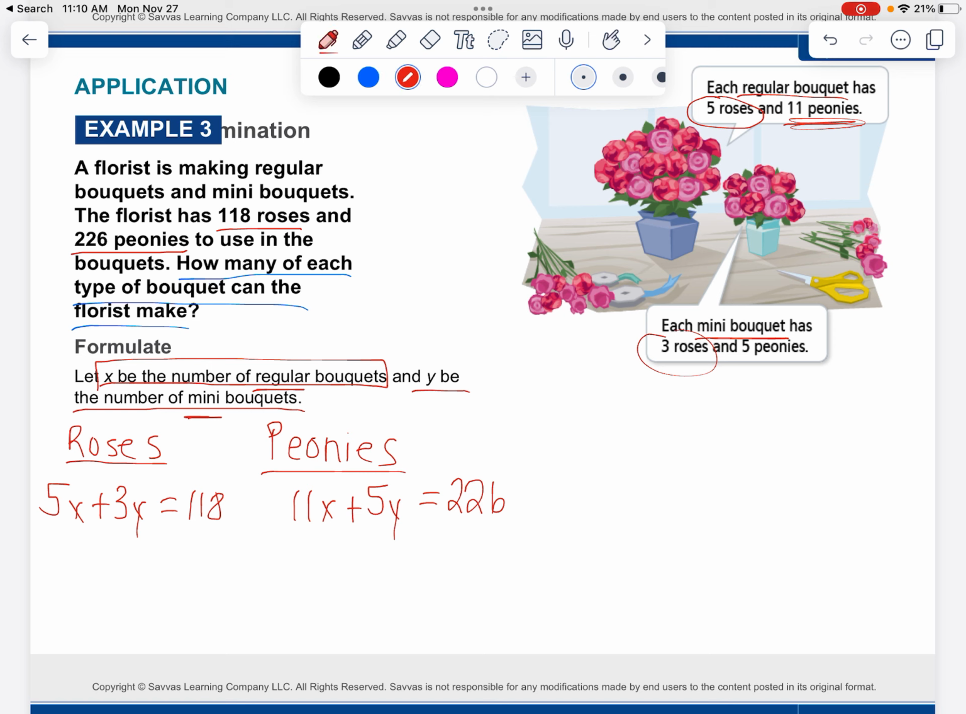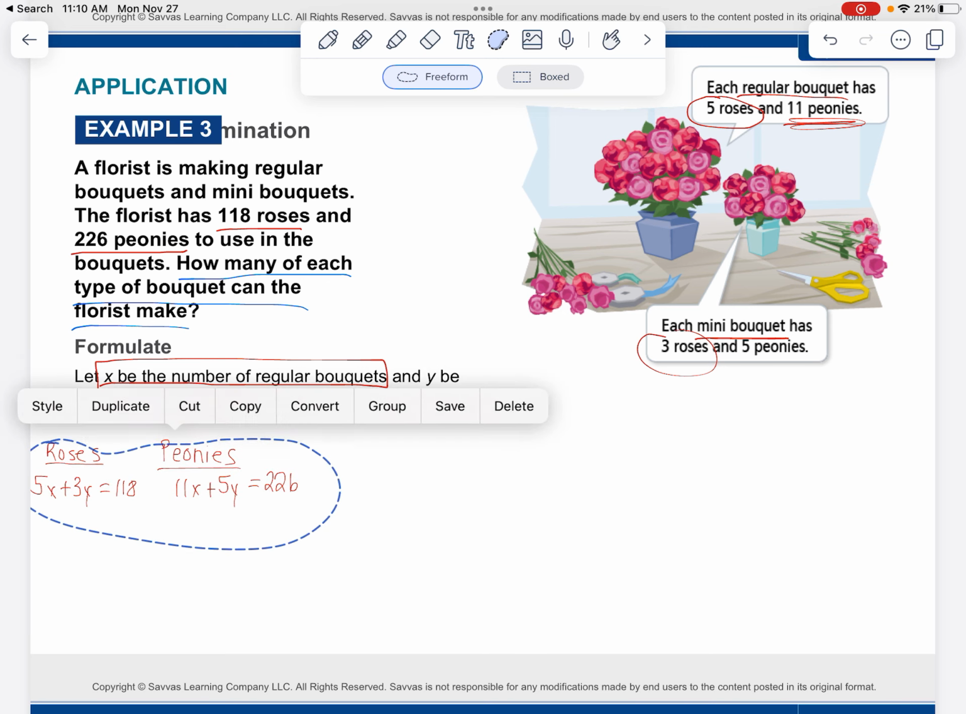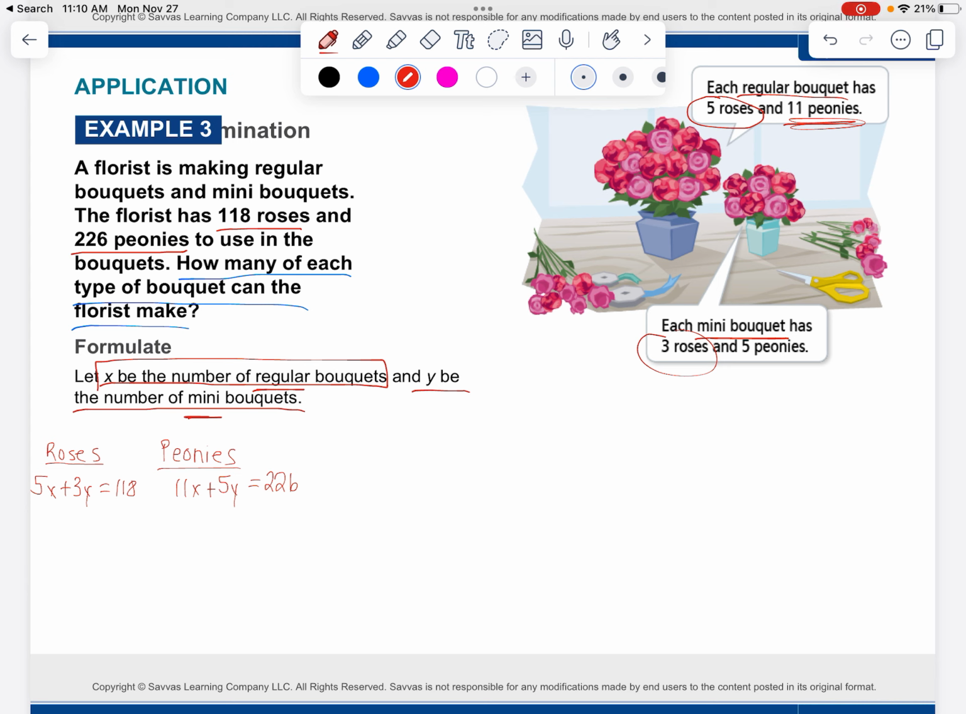All right, so our system right now is 5X plus 3Y is going to equal 118. Second equation, 11X plus 5Y is going to equal 226. So you choose where you want to focus. I am going to focus in front of Y.